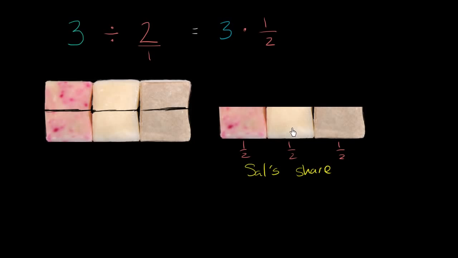We have 3 half bars now. But what's 3 times 1 half? Well, 3 times 1 half is equal to 3 halves. So just doing this little simple smelly soap example, we got a very interesting result. 3 divided by 2 is the same thing as 3 times 1 half, which is the same thing as 3 halves.